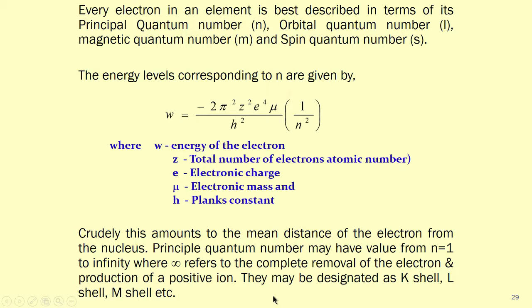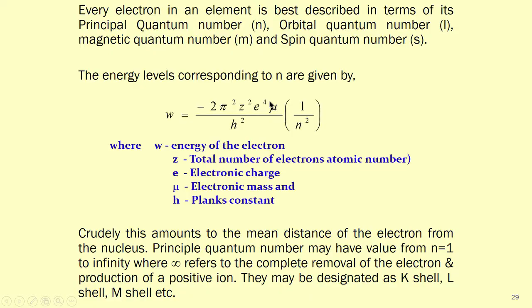So, every electron in an element is described in terms of its principal quantum number n, and then orbital quantum number L, and then magnetic quantum number m, and spin quantum number s. It is better for you if you remember that every electron is a distinct electron in a given element. So, all the four quantum numbers, that is n, l, m and s, are never the same for any two electrons in a given element.